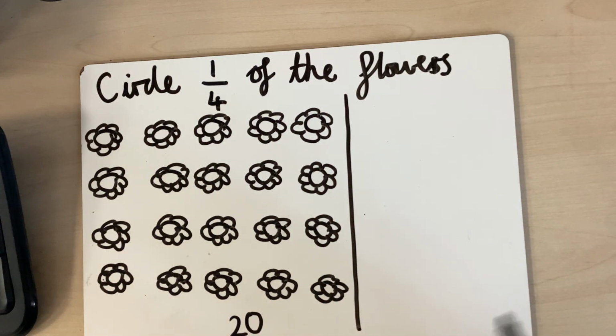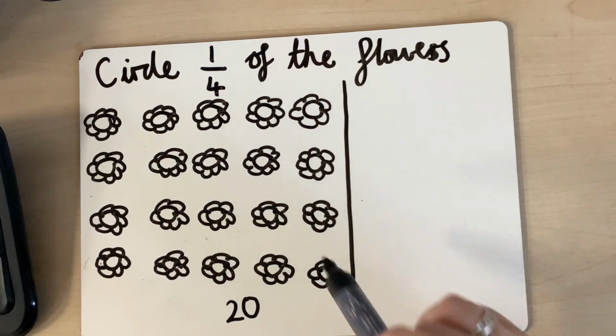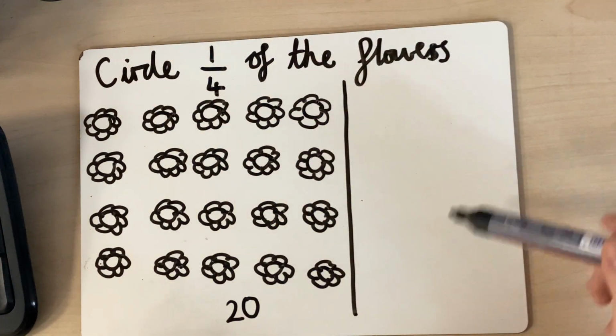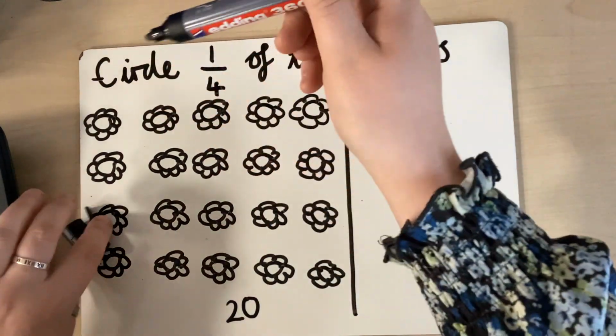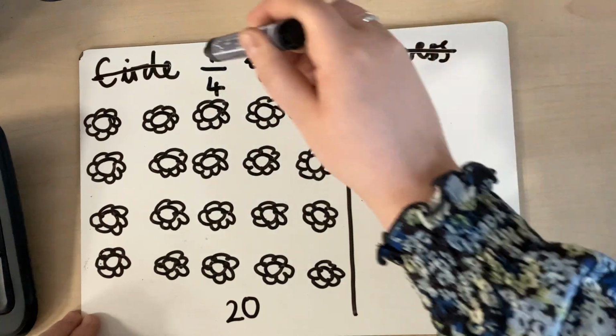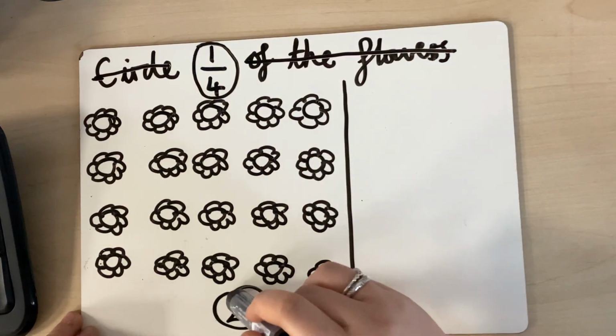And I'm just going to put 20 at the bottom there to remind me, okay? So now I know that I'm doing 1/4 of 20. So all I really need is, don't need that word, don't need any of those. I just need 1/4 and my 20 at the bottom.